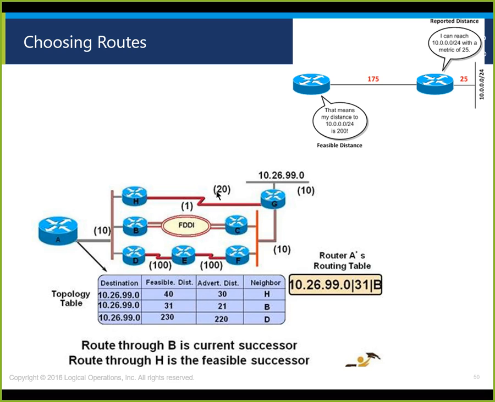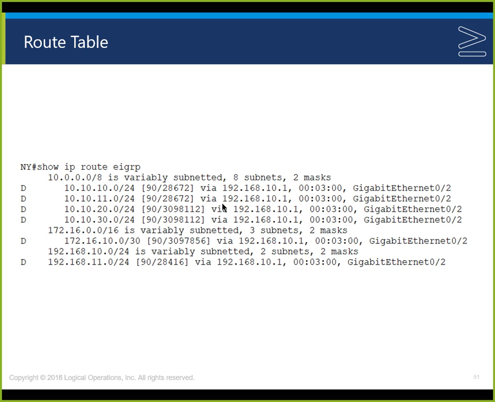Feasible distance and advertised distance on these, same thing here in a little bit larger scale. And then show IP route. EIGRP. D is the EIGRP abbreviation. 10.10.0.0/24, 90 is the administrative distance for EIGRP, and then we're going to have the feasible distance here that will show up in the route table. Feasible distance shows up in the route table. We see both the feasible distance and the advertised distance in the topology table.